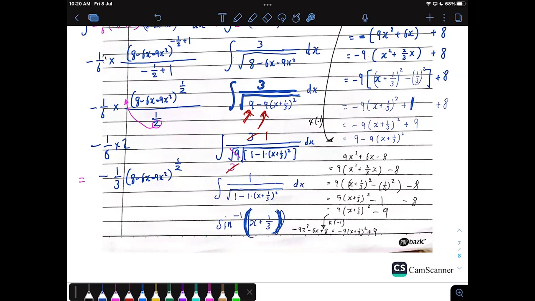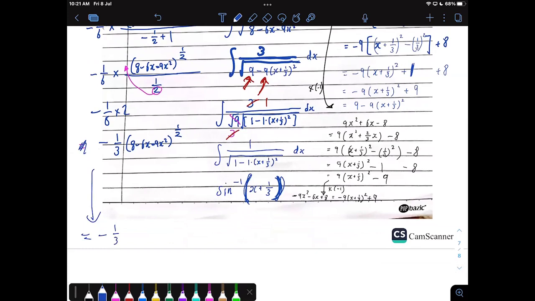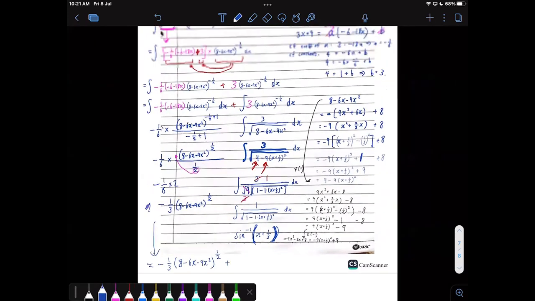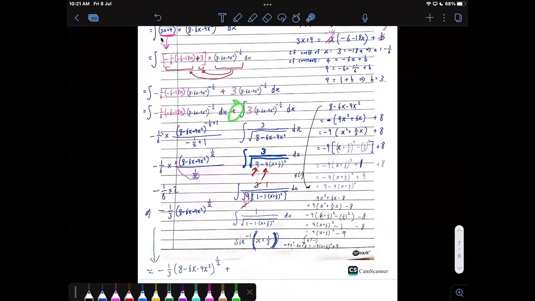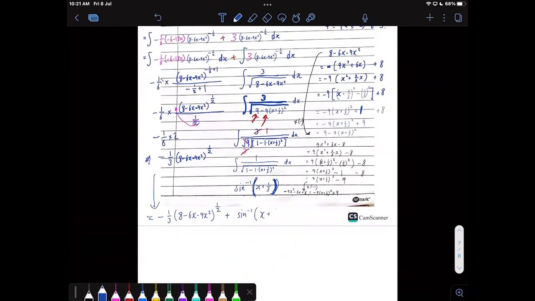Do you want to try more practice examples involving sine inverse? Or we move on? No. Okay, then I move on. So now we can finish up the solution. Finally, the final answer will be negative of 1/3 bracket 8 minus 6x minus 9x squared to the power of 1/2. If you want to, you can rewrite it as a square root. Both are fine. Then you add on, it was a plus sign, add on sine inverse of x plus 1/3.